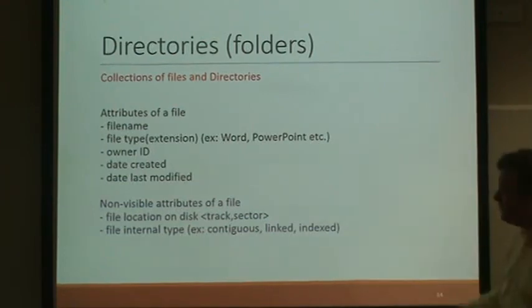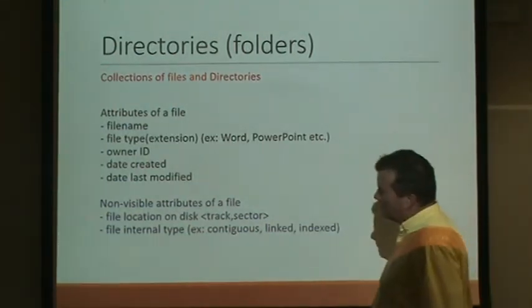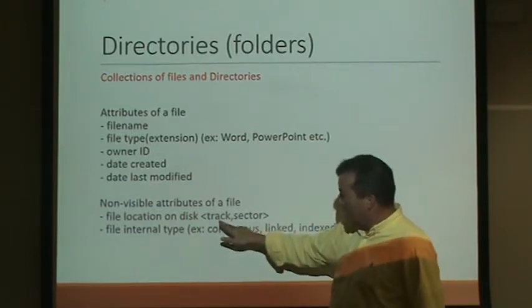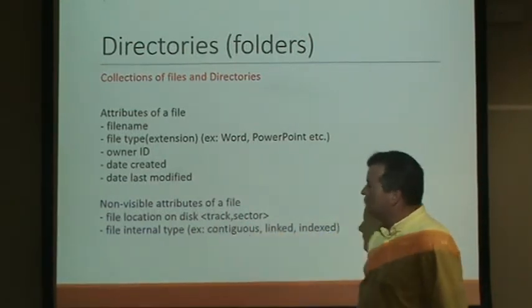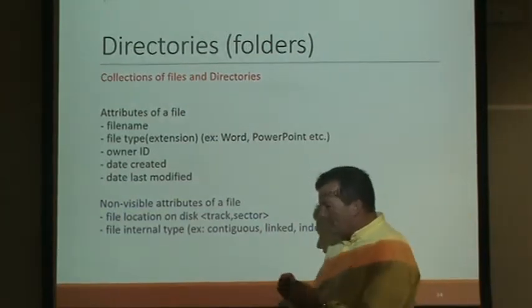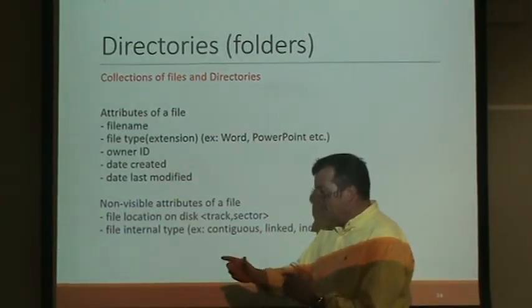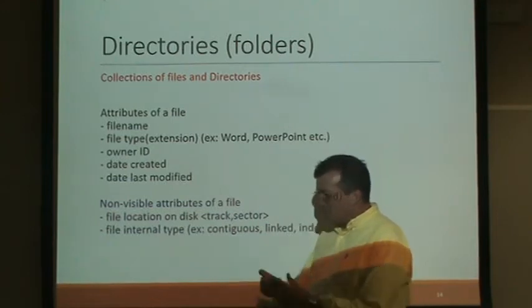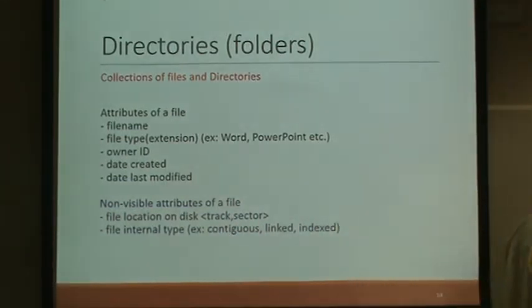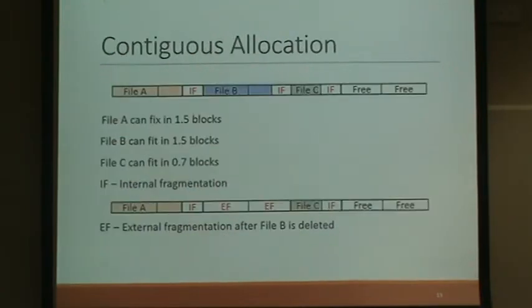Okay. Then there's things you don't see. Non-visible attributes would be like, where is the file located on the disk drive? What's the track and sector where the file starts? And then another thing is going to be the type. Once we get to the beginning of it, there's other information. The first thing we see is going to tell us where the data of the file is. So these are two attributes that you're not going to see.